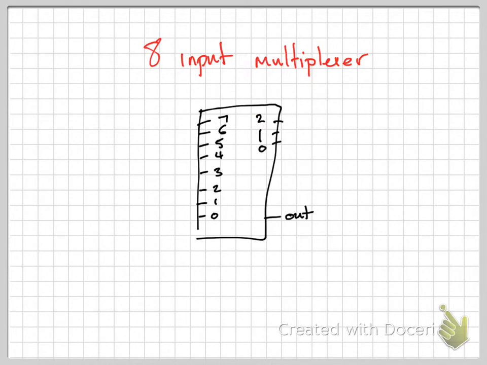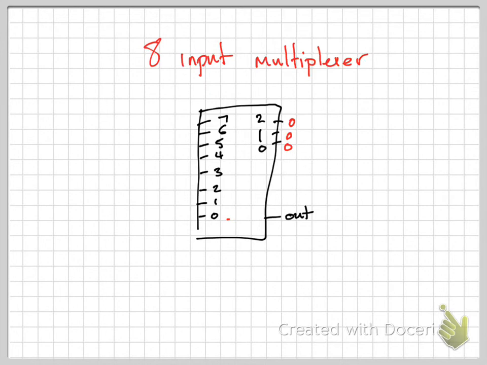So this is an image of a multiplexer. On the left-hand side, we've got 8 inputs, 0 through 7. The 0, 1, 2 on the right-hand side are how we address those inputs. All of these inputs can be connected to the output. If we want input 0 to be connected to the output, we give an address of 0, 0, 0. That's a digital address which equals 0, so that connects input 0 to the output.